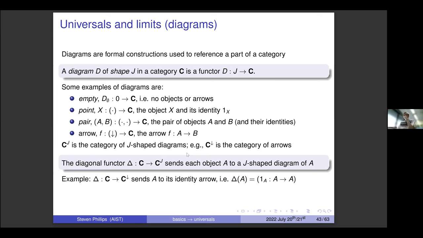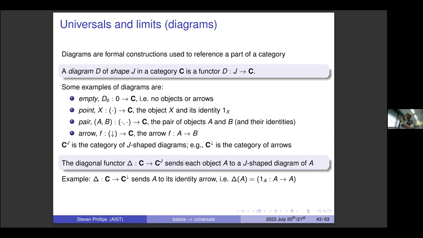The basic idea here, let's look at the analogy of focus of attention. The concept of the limit is a little bit more general than the previous examples. The previous examples of universal morphisms really just focus on a particular object. But in general, we want to combine objects and arrows as well. And to do that, we need to sort of pick out something of a category.